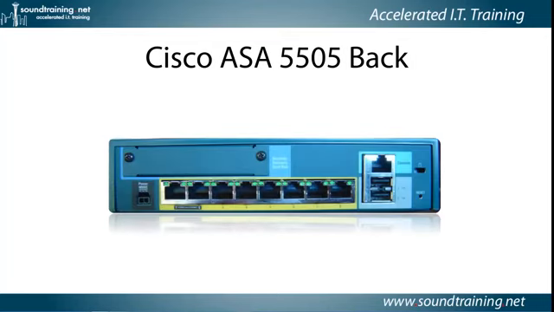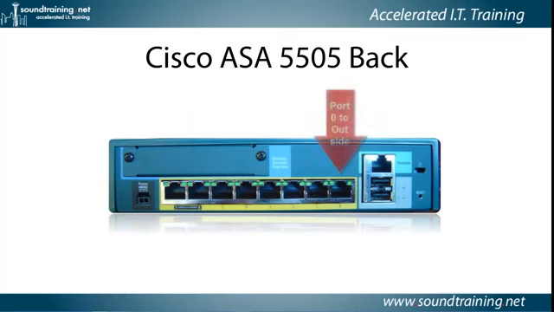So here is the back of an ASA 5505, and in the upper left-hand corner you see the security services card slot. That is for adding additional functionality through cards. In the lower left-hand corner, there's the power port, and then there are 8 Ethernet ports, and this is counterintuitive. Listen carefully. They are numbered from right to left, not the way you would expect them to be. So the port number 0 is on the far right, and the port number 7 is on the far left.